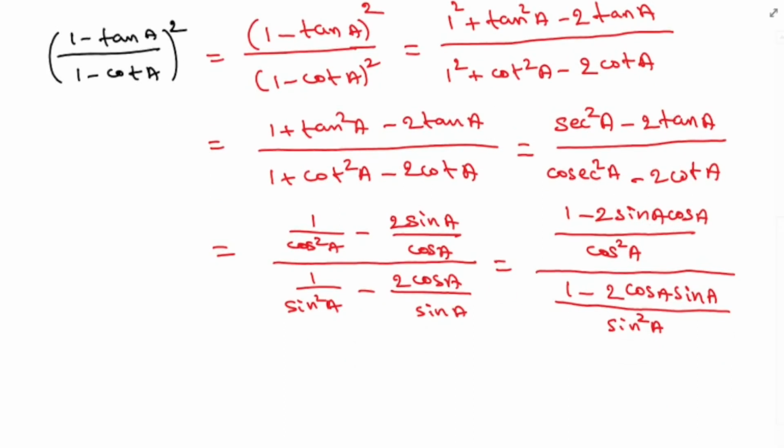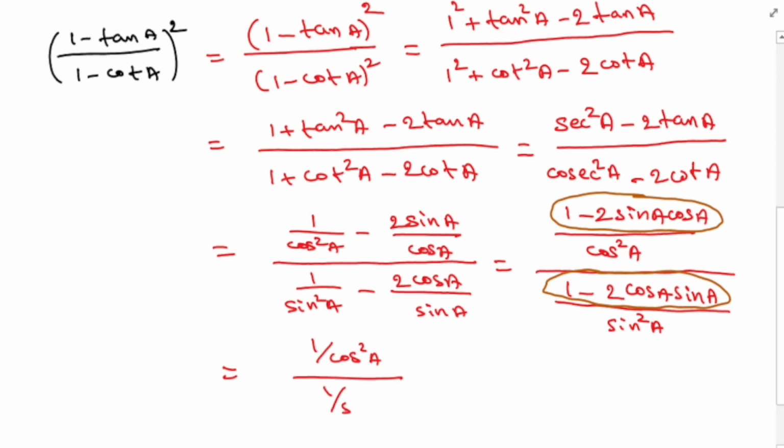1 minus 2 sin A cos A cancels with 1 minus 2 cos A sin A. Remaining thing will be 1 divided by cos square A divided by 1 divided by sin square A. This equals sin square A divided by cos square A. This is again equal to tan square A, which is RHS. So this is the answer.